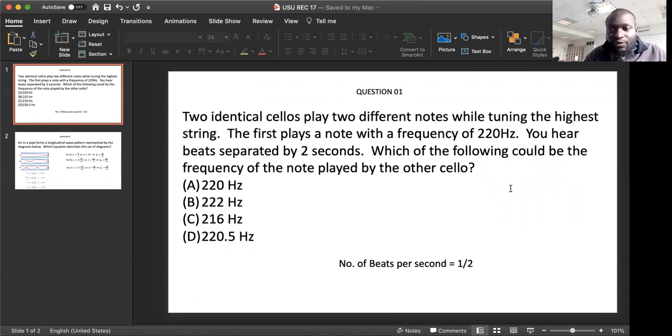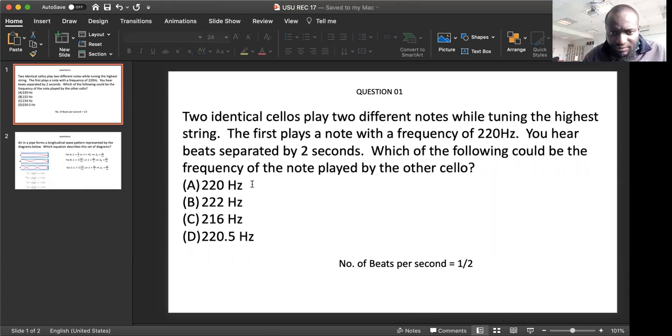So which of the following could be the frequency of the note played by the other cello? We don't know the other cello, but we know the first cello at 220, and we know the number of beats per second. You hear beats separated by 2 seconds, so it means you hear 1 beat every 2 seconds. So the number of beats per second becomes 1 divided by 2. That is half. So the other frequency must be the frequency of the first cello plus or minus this number of beats per second. Two possible answers: 220 plus half or 220 minus half. That's how you get that.